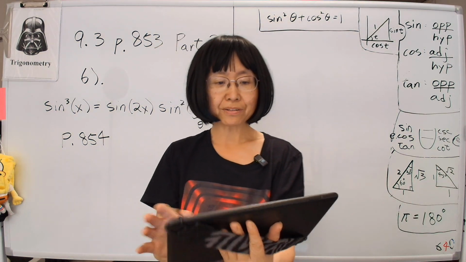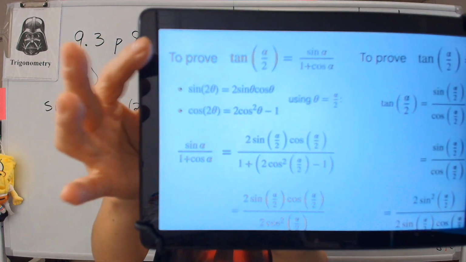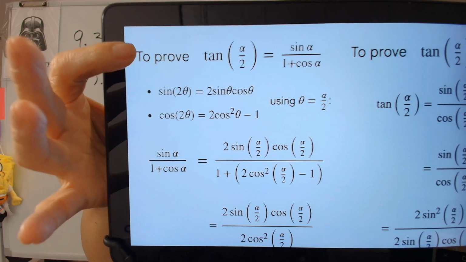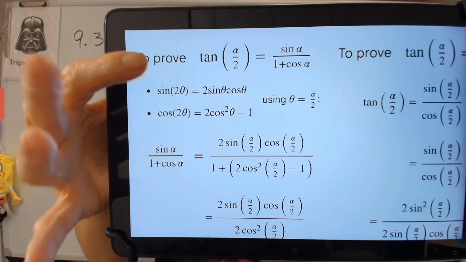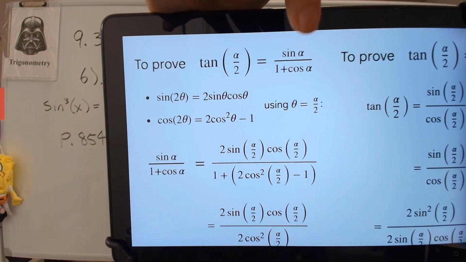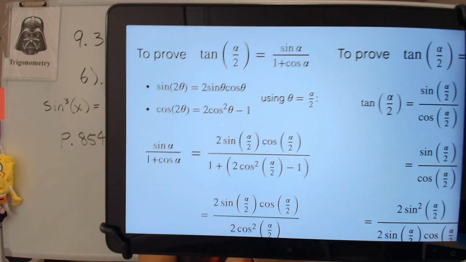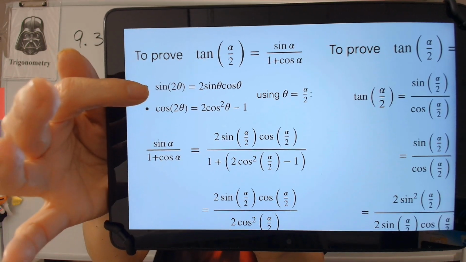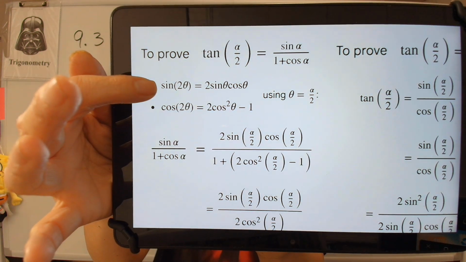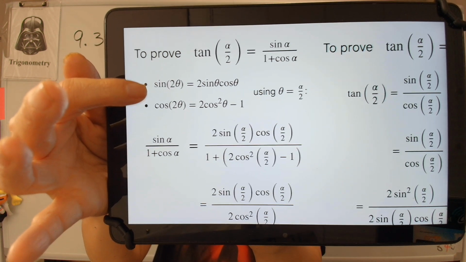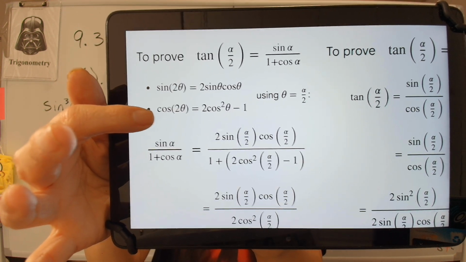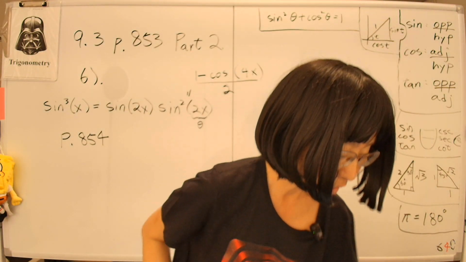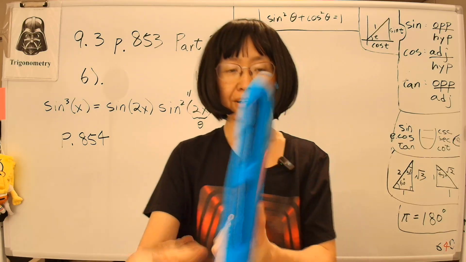So I got the proof of the tangent half angle formula online. I just asked the AI, and this is what it says, so I want to show it to you. To prove that tangent alpha over 2 equals sine alpha over 1 plus cosine alpha, we use these two formulas that we learned in this section. First, sine 2 theta is 2 sine theta cosine theta, and second, cosine 2 theta is 2 cosine squared theta minus 1. Now, that is something that we saw not that long ago, right?